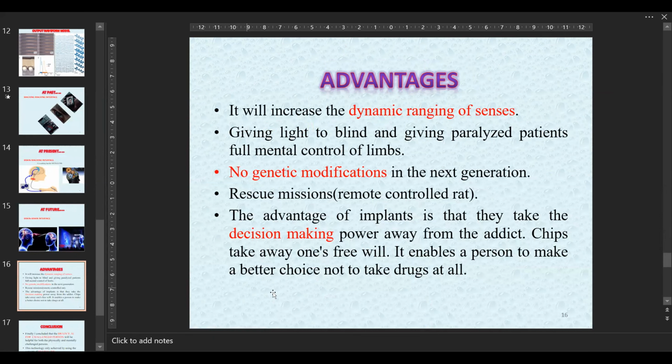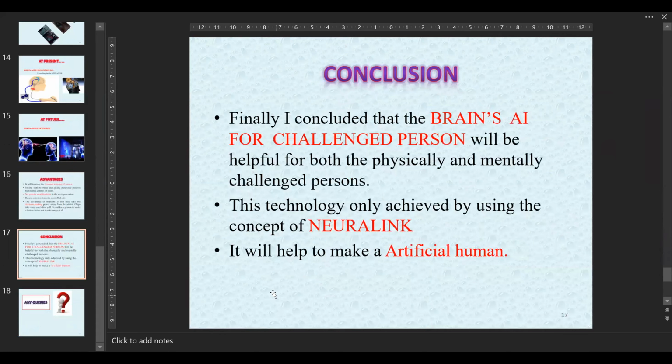Finally, I conclude that the brain-machine interface is mainly designed for physically challenged persons, and this technology is achieved using a neural link.